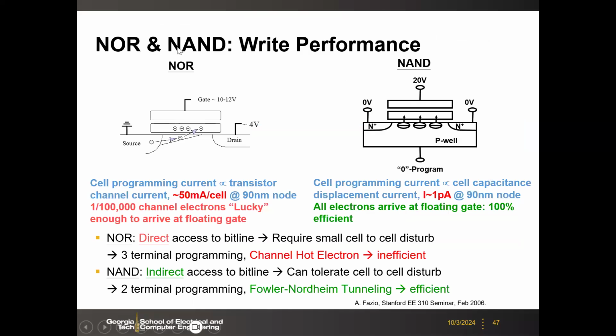Now if you think about write performance, as I said before, NOR flash relies on channel hot electron, and the efficiency is very low. Only a very small portion of the electrons get injected. The FN tunneling in NAND is more efficient. So power consumption-wise, for the write operation, NOR flash is much higher because you have to flow large currents.